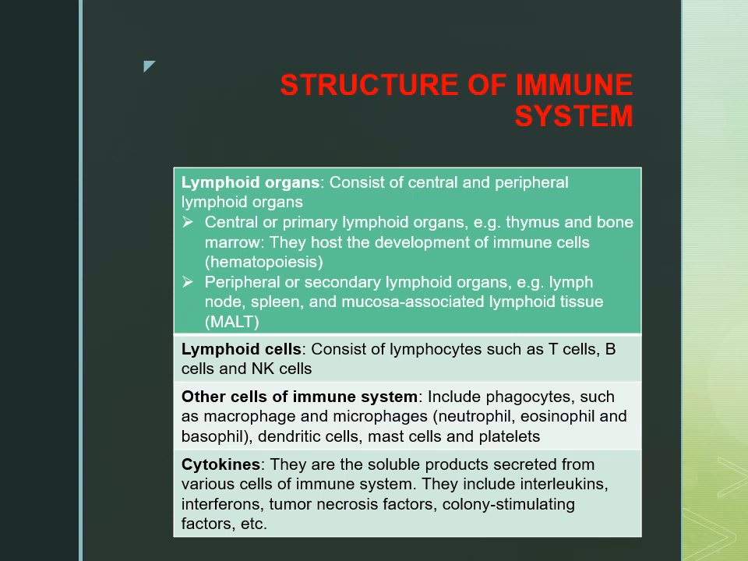Then the third component is the chemical messengers. These are the cytokines. They are the soluble products which are secreted from these immune cells. So basically three components are there: one is the organs, another is the cells, and third is the chemical messengers. Organs synthesize these cells, and these cells release the chemical messengers, and they all play an important role while dealing with antigens, or you can say the foreign things which enter the body.